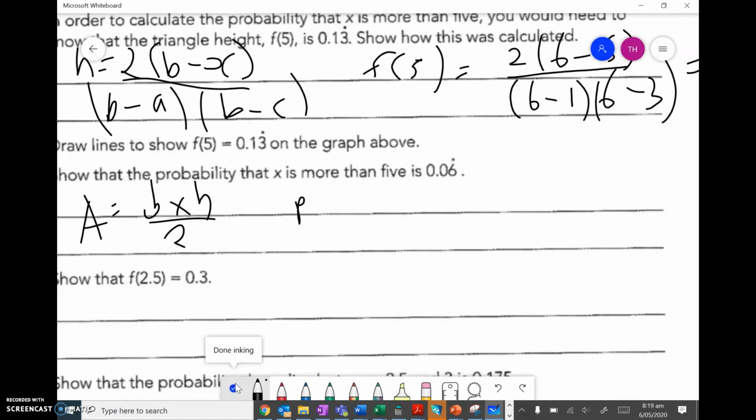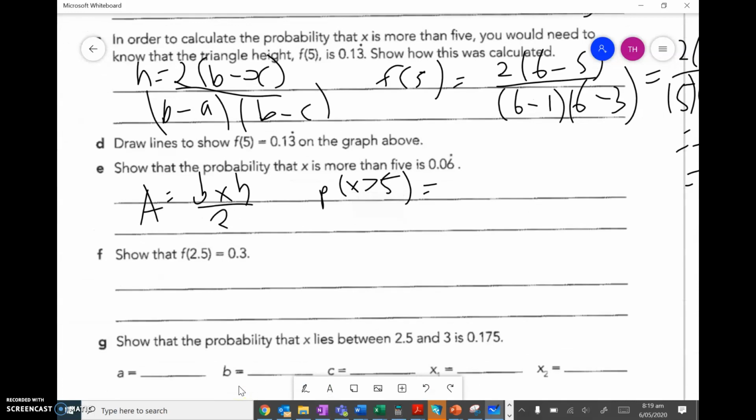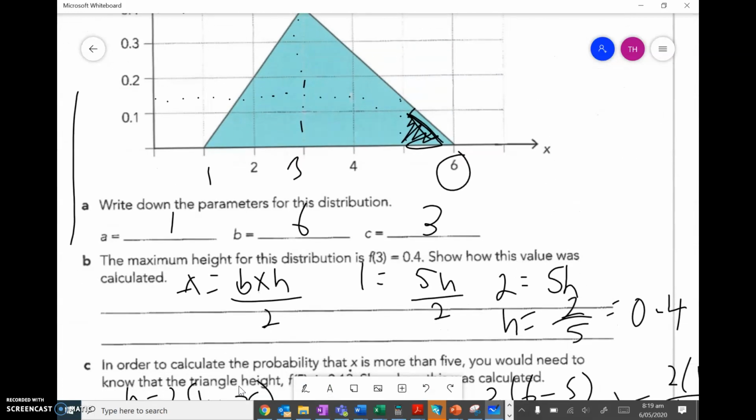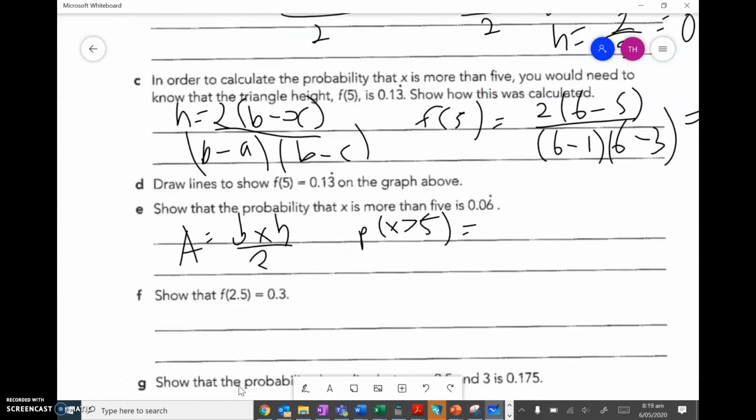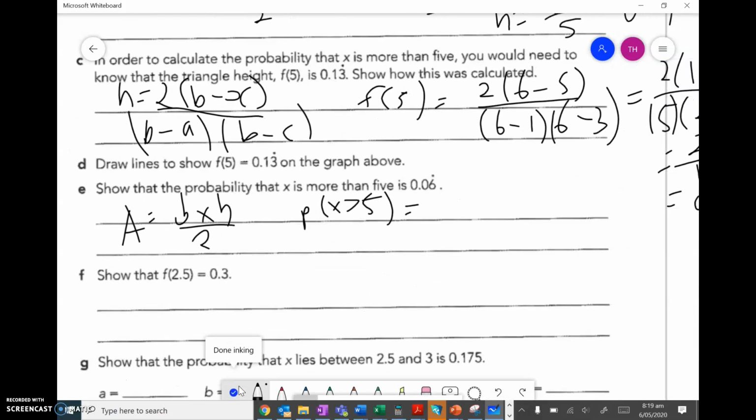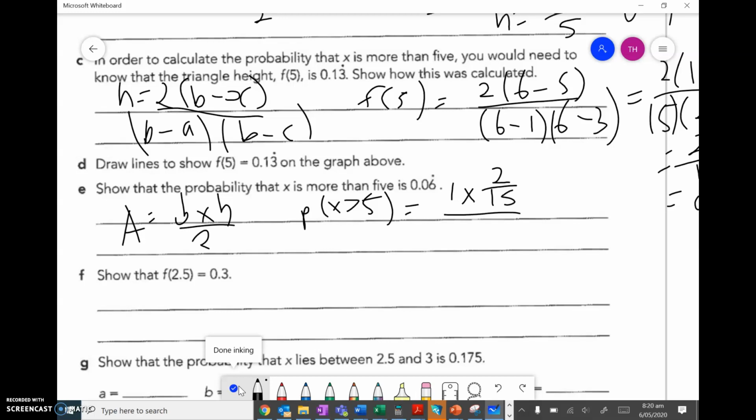So the probability that x is greater than 5 is going to equal my base. Now if I go up, it's really annoying that I have to keep zooming out. My base here goes from 5 to 6, so my base is 1. So it's 1 times, now I worked out my height was 0.13 recurring. I'm going to leave it as a fraction because it's easier to deal with. You can leave it as fractions. Don't know why that book's so obsessed with decimals. And then over 2.